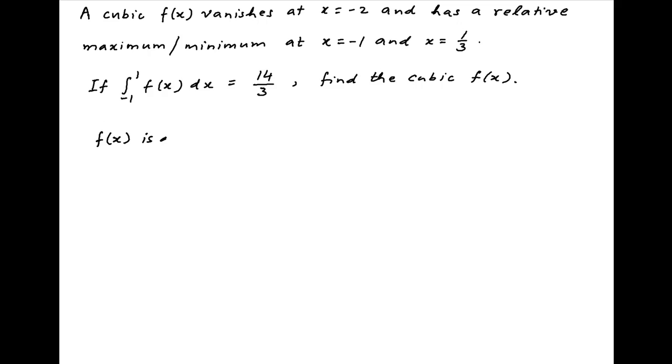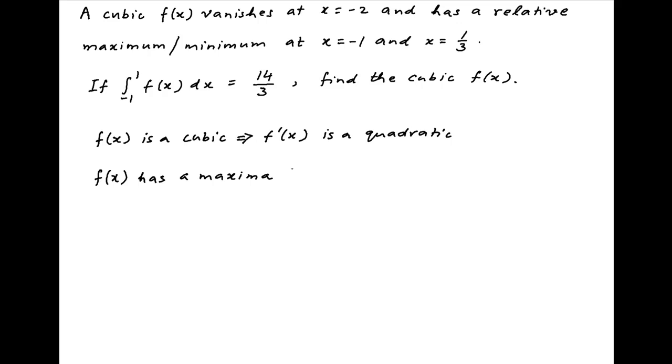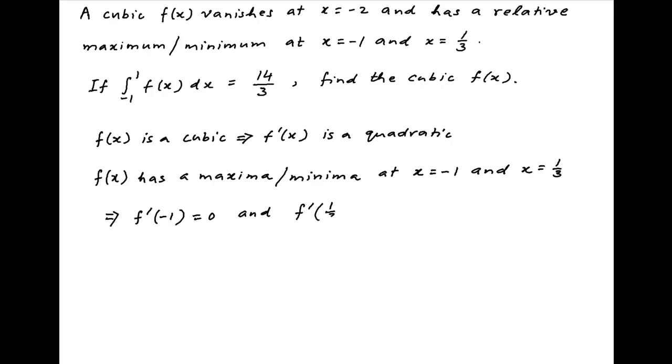We are given that f(x) is a cubic function, and therefore f'(x) will be a quadratic function. Now we are given that f(x) has a relative maximum or a minimum at x = -1 and x = 1/3, and therefore the derivative of f(x) must be 0 at those 2 points. In other words, f'(-1) = 0 and f'(1/3) = 0.